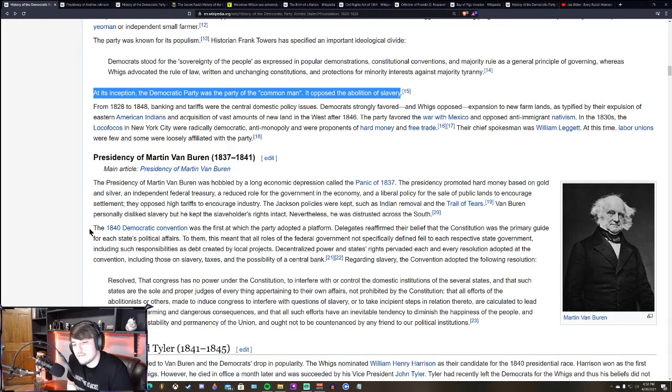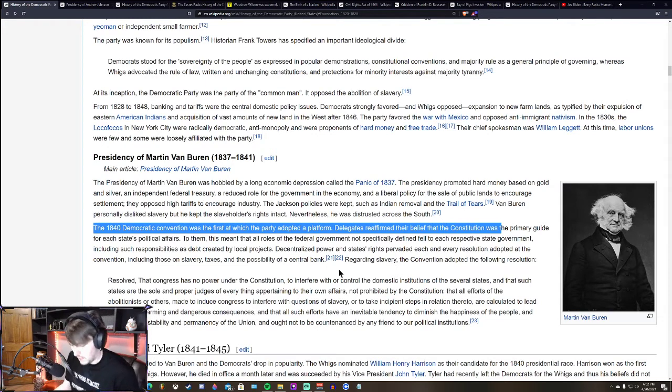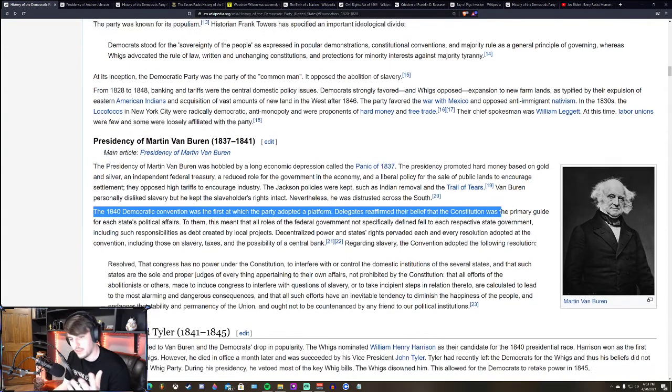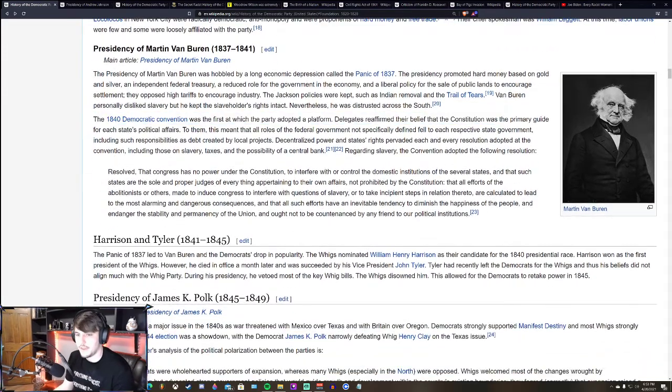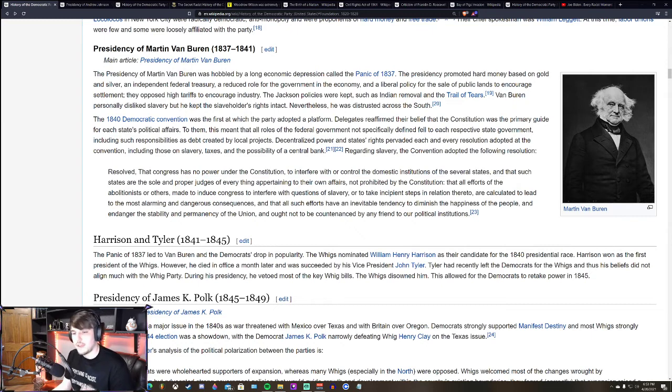And during his presidency, in 1840, the Democratic Convention was created. The Democratic Convention had agreed that Congress has no power to interfere with or control the domestic institutions of the several states, and that such states are the sole and proper judges of everything appertaining to their own affairs, not prohibited by the Constitution. So basically, they believed that the states had the choice whether they wanted to have slaves or not.